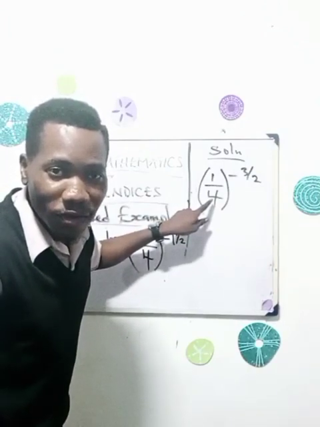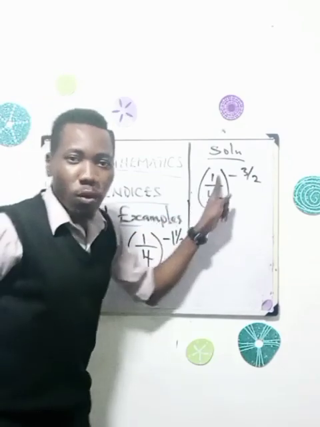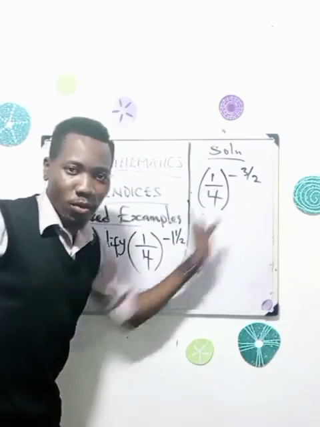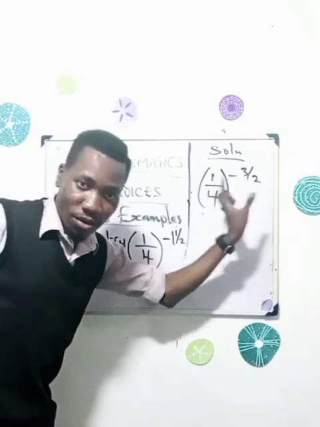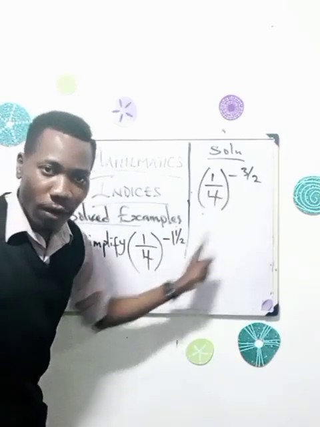I'm just starting now. Where have you been? So 1 over 4 is the question. Alright, this is the question. I'm just writing out the question. 1 over 4.